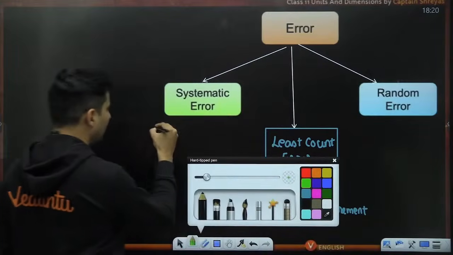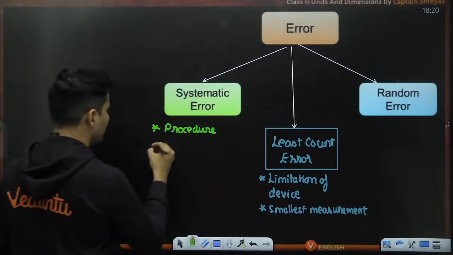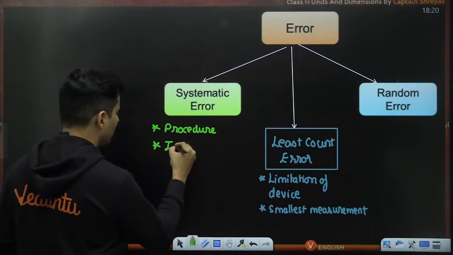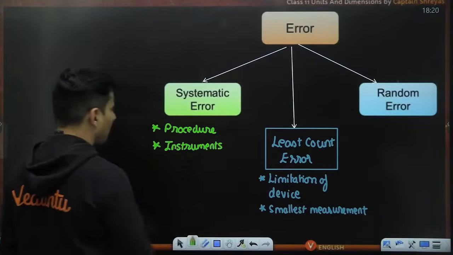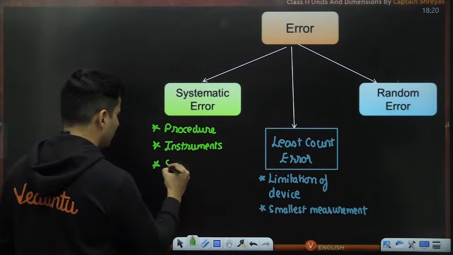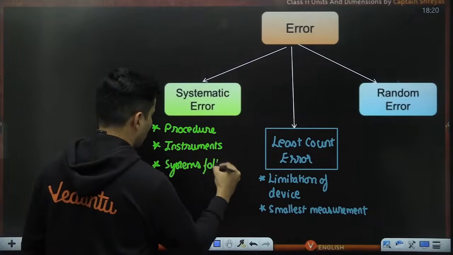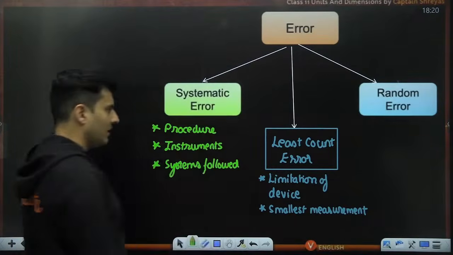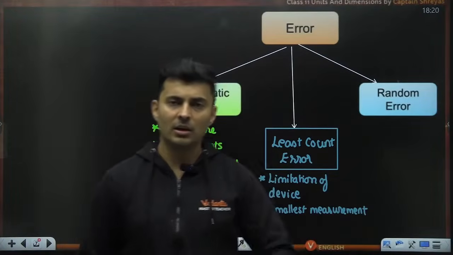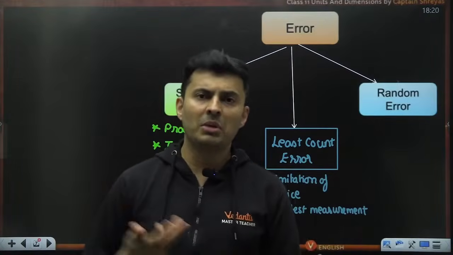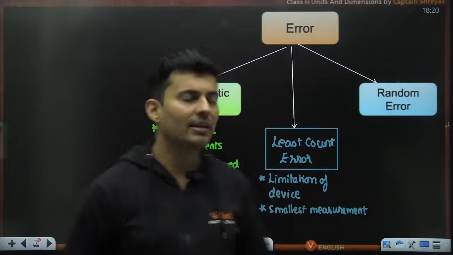If we talk about systematic errors, it's because of the procedure, it's because of the instruments which you are using, it's because of the systems being followed. So because of which there are systematic errors. How you are performing it? Are you using a tape to measure it? Are you using some light to measure that distance? Are you using sound to measure the distance? These are all systematic errors.